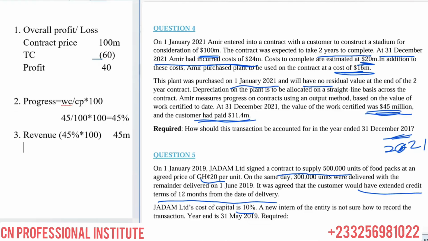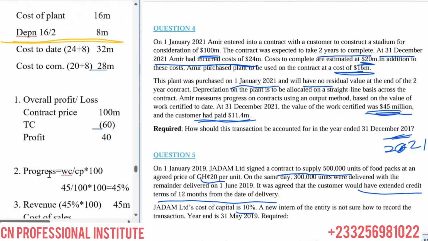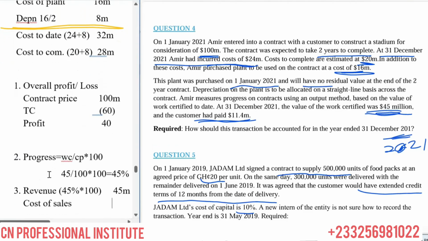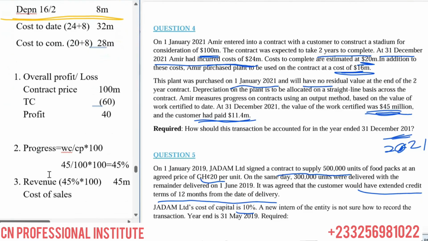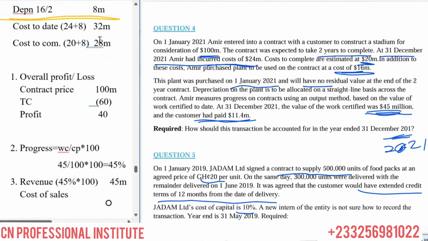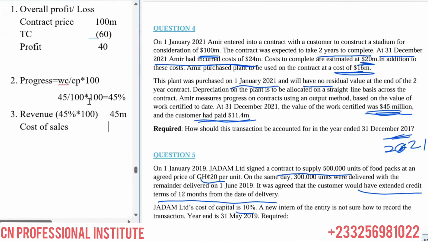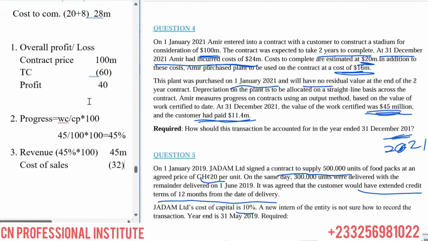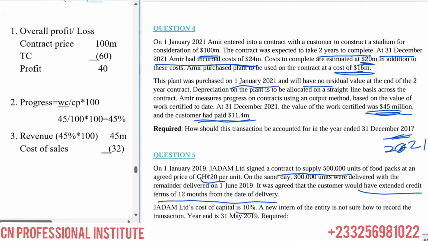Then cost of sales will be equal to, we said we just pick cost to date. So what's our cost to date? The new cost to date is what we are going to use here, not the old one. The old cost to date was 24, but after adding the depreciation, it becomes 32. So this 32 is our new cost to date. We deduct the cost to date, 32,000, and then we are going to have something like 13, if I'm right.